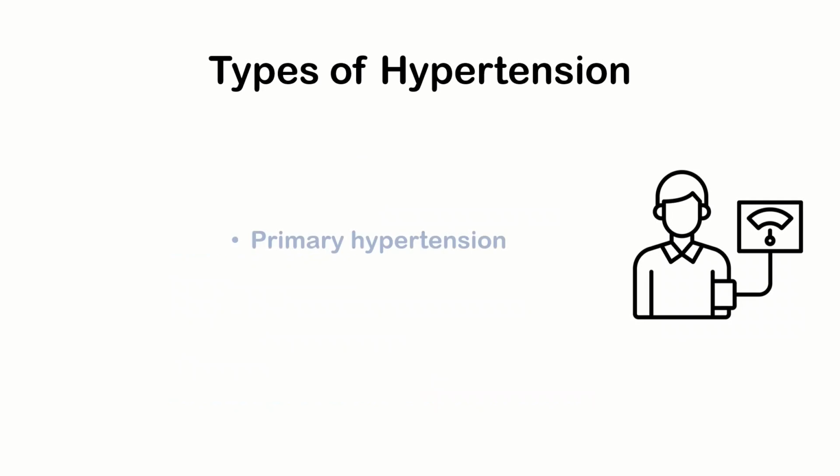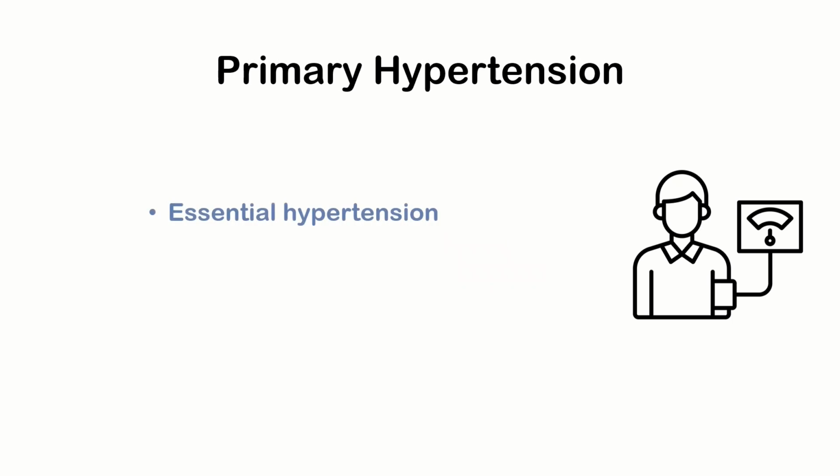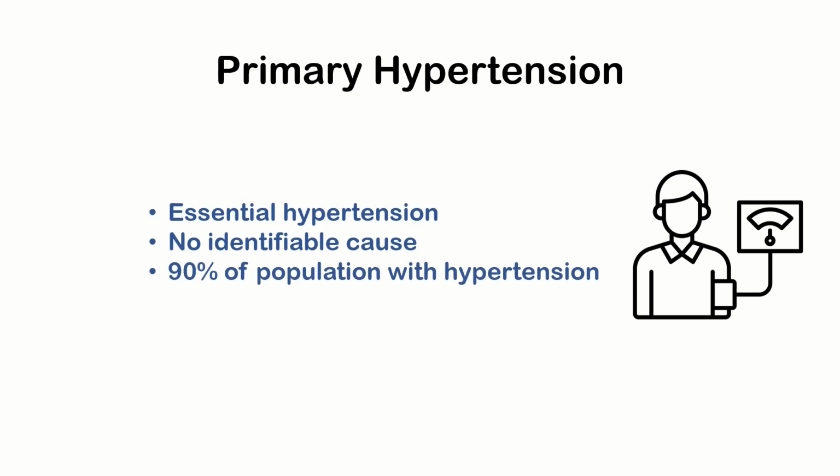Hypertension can be divided into 2 types. They are primary hypertension and secondary hypertension. Primary hypertension is also known as essential hypertension. Patients who do not have an identifiable cause for hypertension come under primary hypertension. This is the most common type of hypertension, and about 90% of the population with hypertension come under primary hypertension.